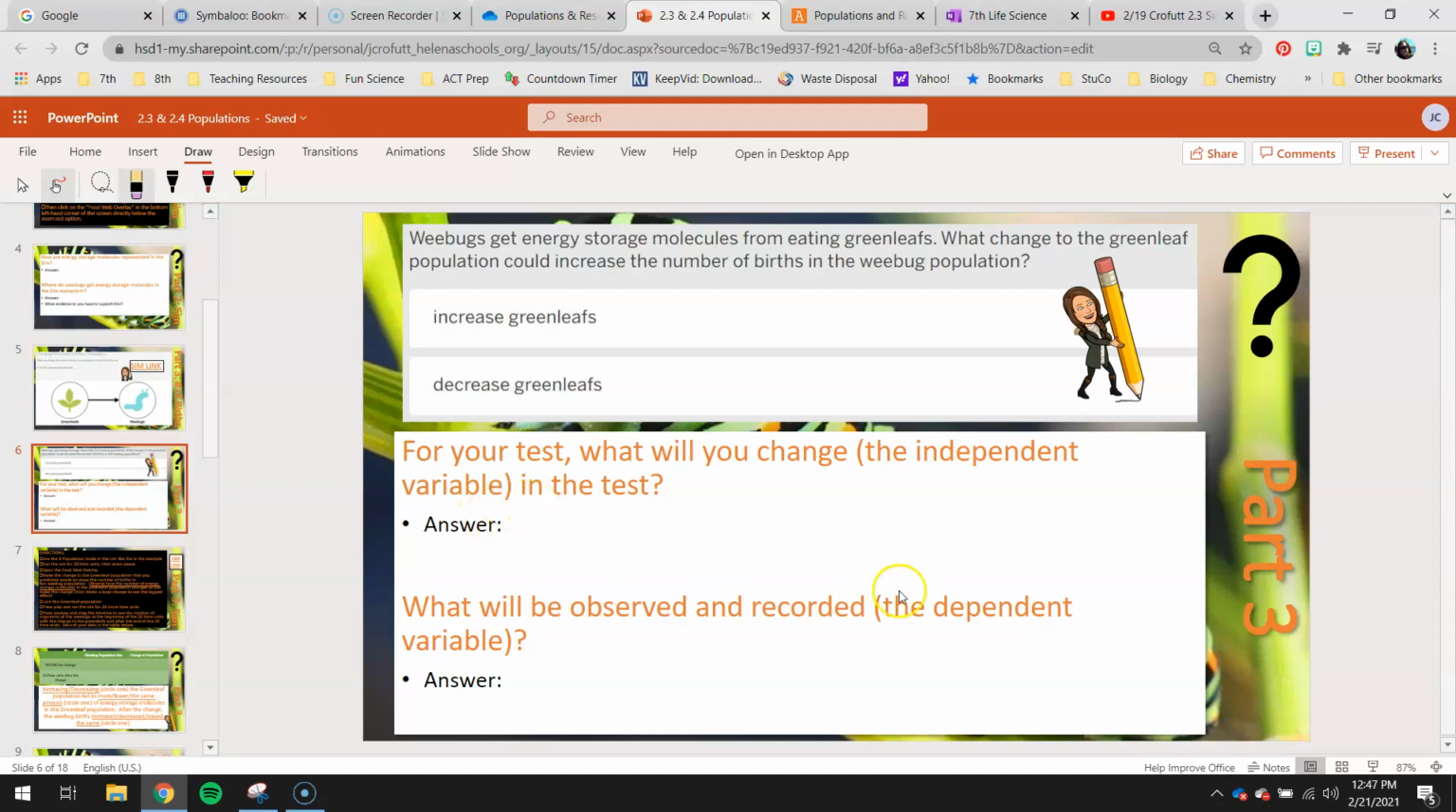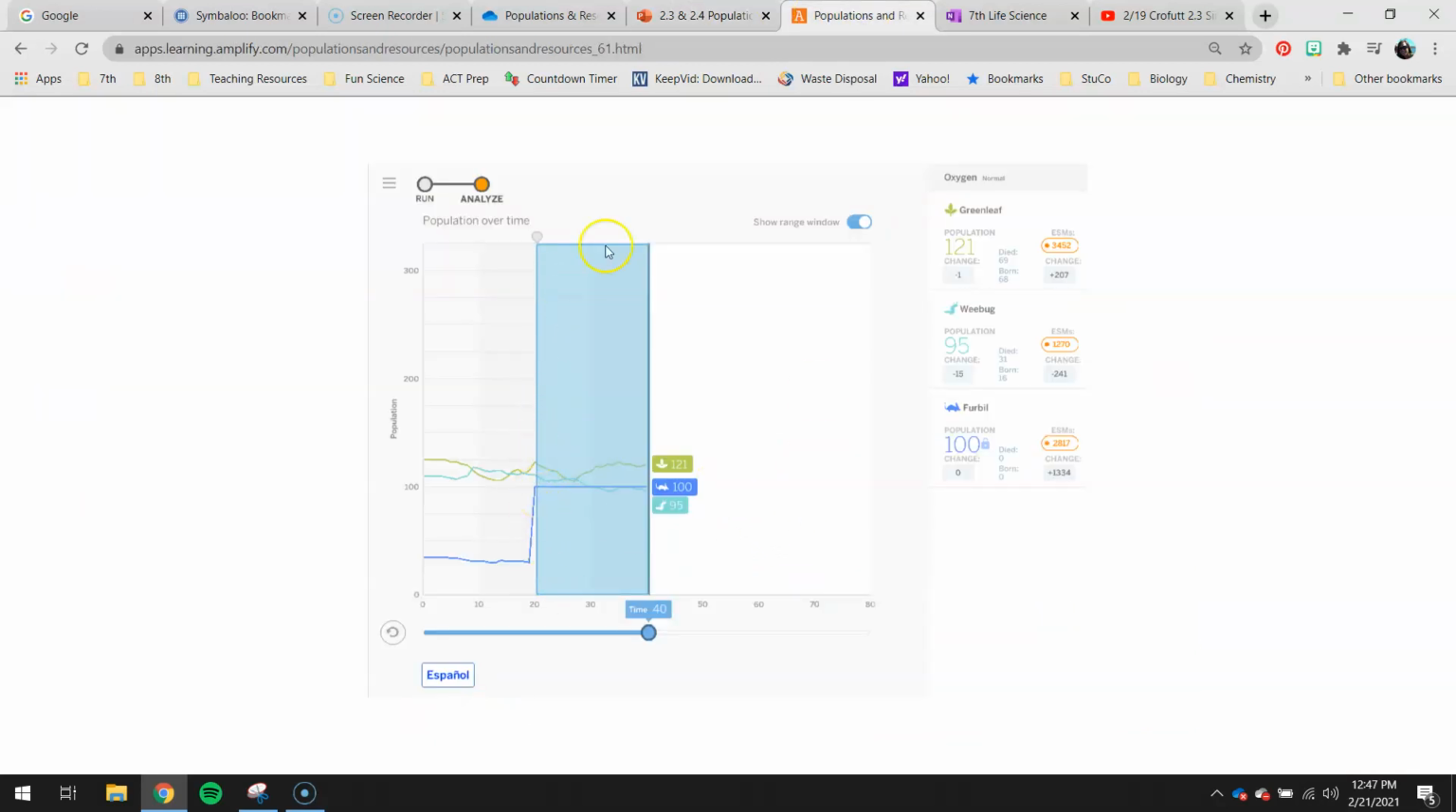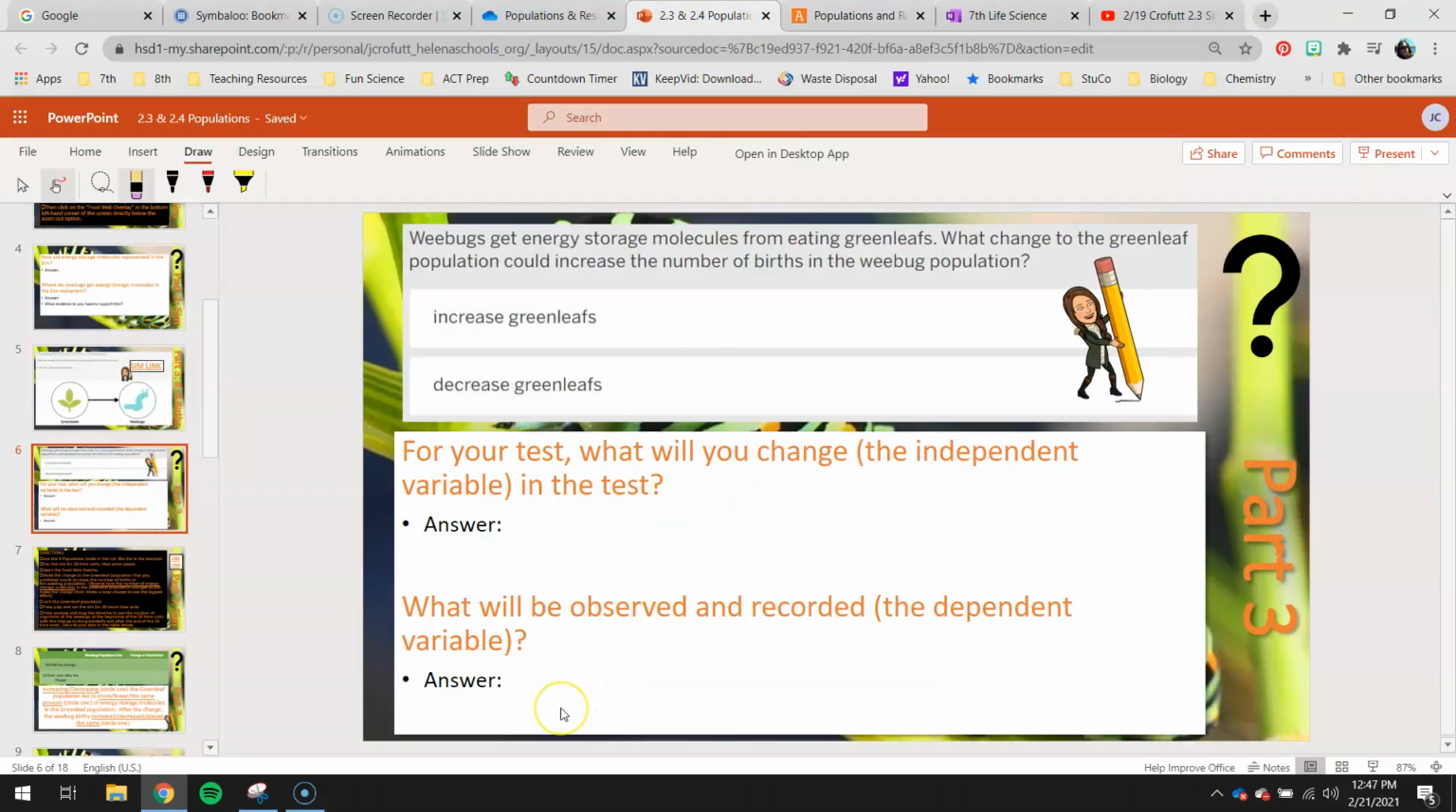And then what will be observed and recorded? This is your dependent variable. What are you guys going to look for? When we did this simulation with the wee bugs and the fur bills, we looked for the wee bug population, and how much that population changed, whether it was increasing or decreasing. So what will you look for to see how it changed? What are you supposed to be changing or looking for?